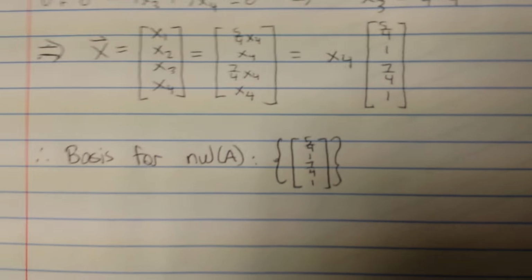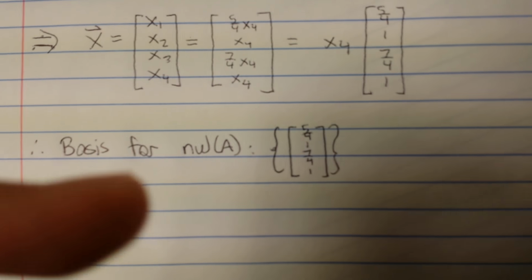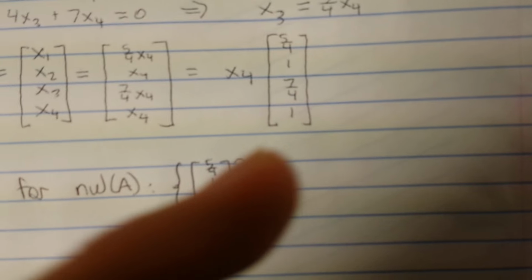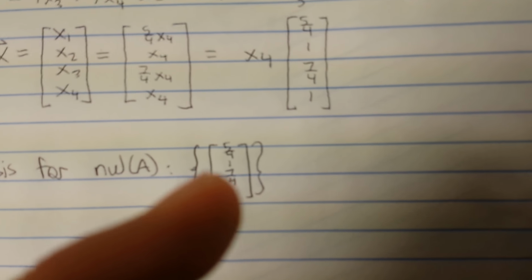And therefore the basis for the null space of A is going to be that vector, which is 5 over 4, 1, 7 over 4, 1.